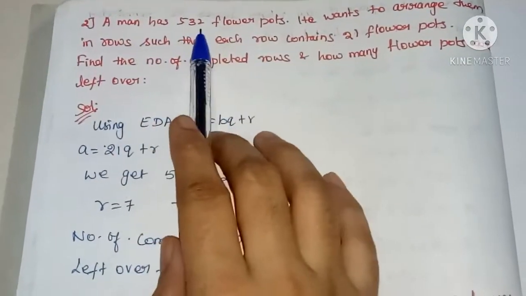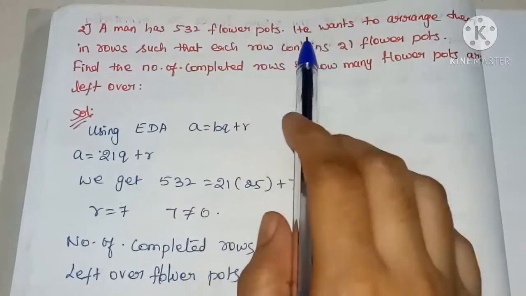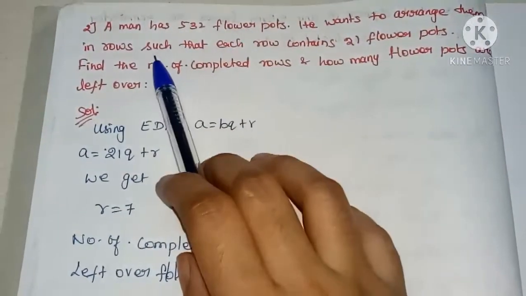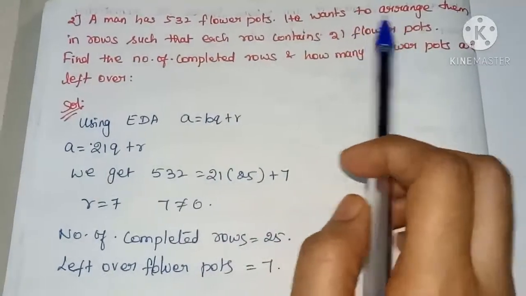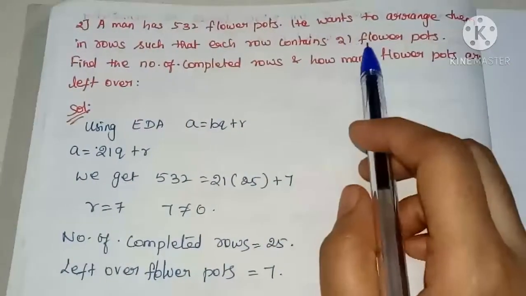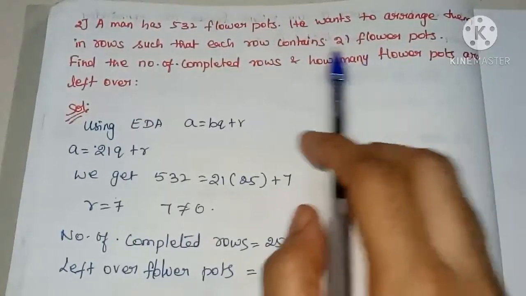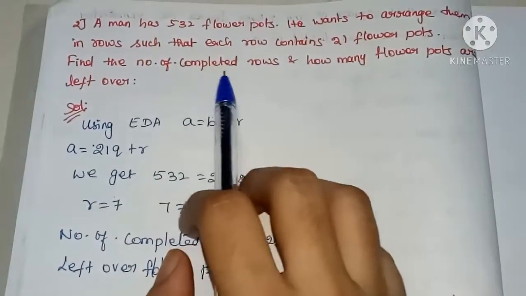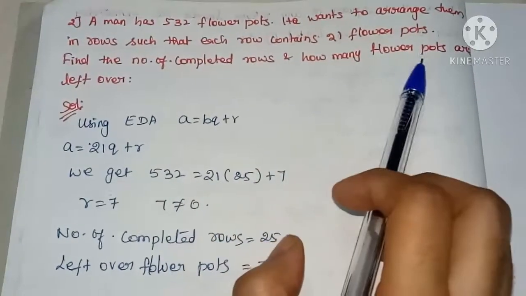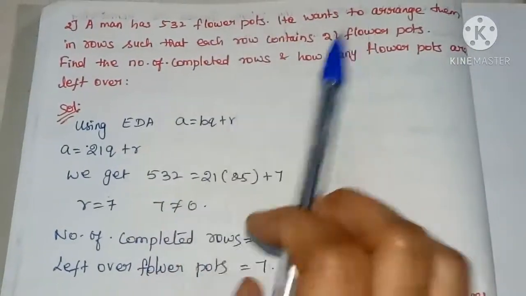Question number 2 from exercise 2.1. A man has 532 flower pots. He wants to arrange them in rows such that each row contains 21 flower pots. So total number of flower pots is 532. Find the number of completed rows and how many flower pots are left over.